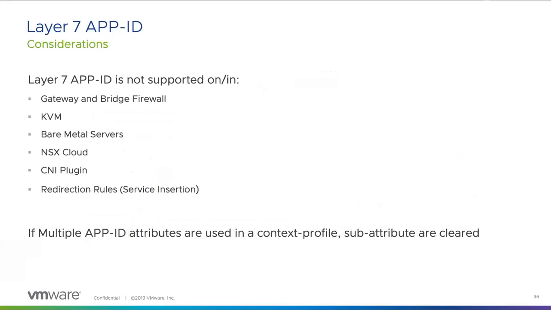So some considerations: the layer 7 app ID is not supported on the gateway bridge or firewall, KVM, bare metal servers, NSX Cloud, the CNI plugin, or redirection rules.